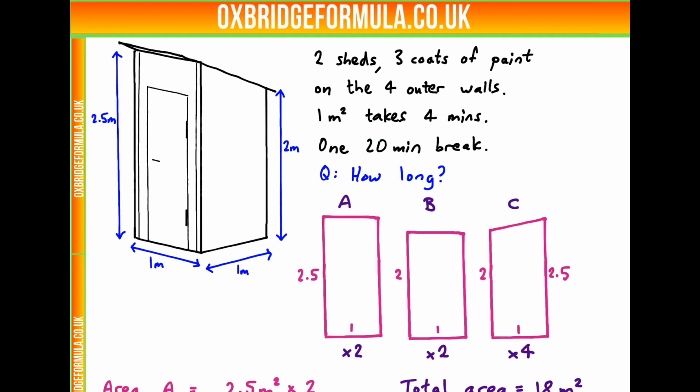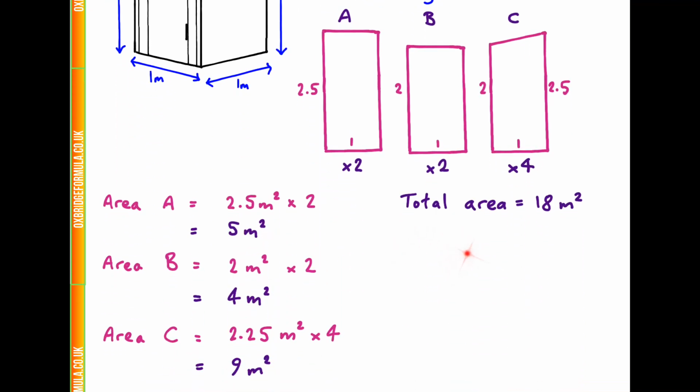So we were told how long it takes to paint 1 square meter. That was 4 minutes. So 18 times 4 would give us the amount of time it takes to paint 1 coat of paint across all these areas. 18 times 4 is 36 times 2, which is 72. So it takes 72 minutes to paint all of these areas once. And so let's simplify this into hours and minutes. 72 minus 60 is 12, so that's 1 hour and 12 minutes.